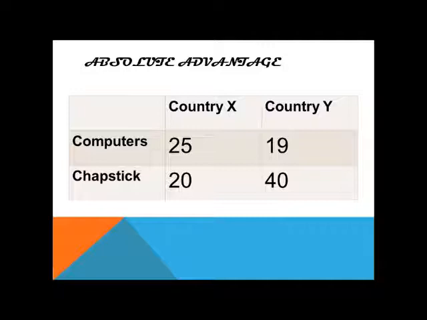Thusly, each country will focus production on the good that they can most efficiently produce, and the two countries will trade with each other to end up with more of each good than if they attempted to produce both goods on their own.